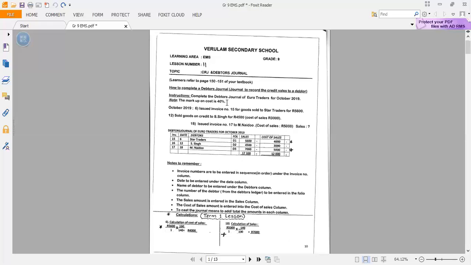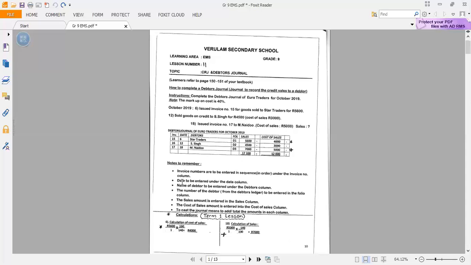Now, learners, before I continue, let's go to notes to remember first. The invoice numbers are to be entered in sequence order under the invoice number column. That is why we provide an invoice column to you. Then there's a date column, the debtors column, the folio column. Remember, the folio is important for easy referencing. Then we have the sales column and the cost of sales column.